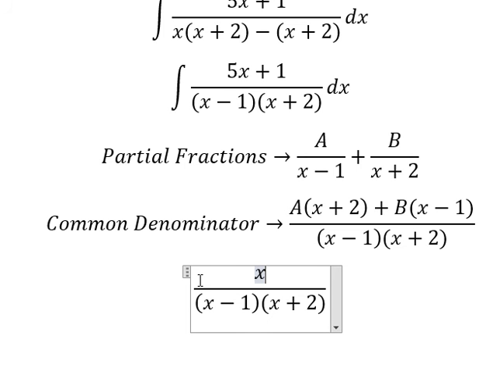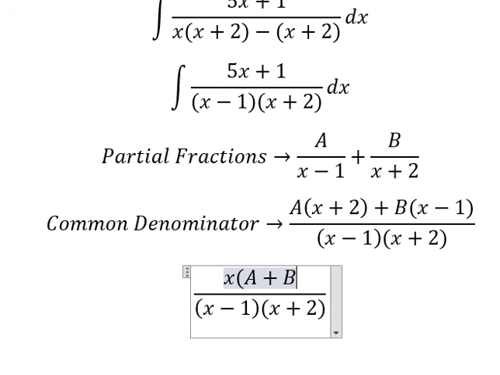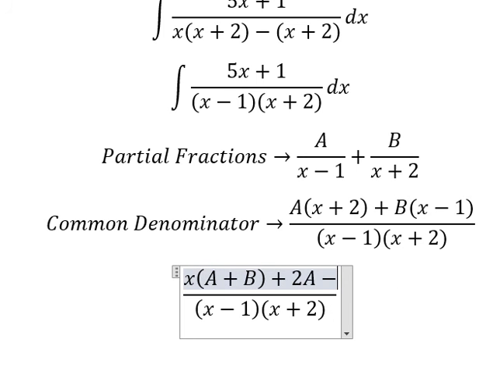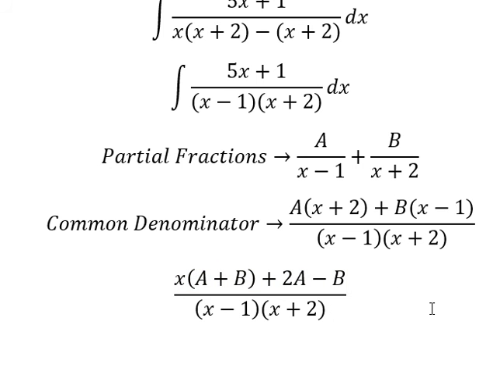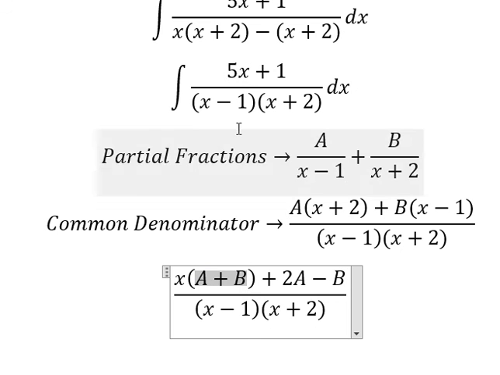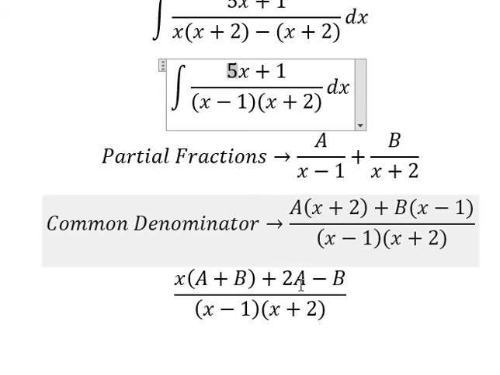About s, we have a plus b. About the numbers, we have 2a minus b. Now, we need to compare coefficients. We have 5x, that means a plus b equals to number 5.